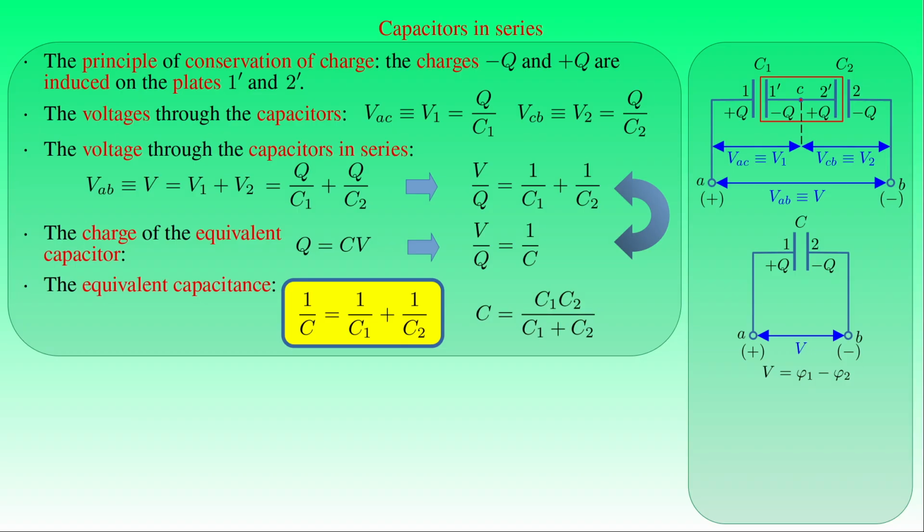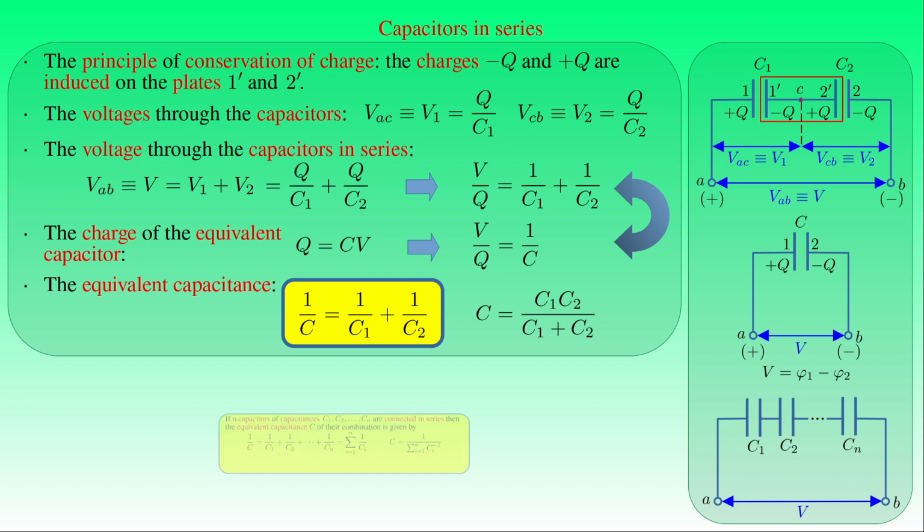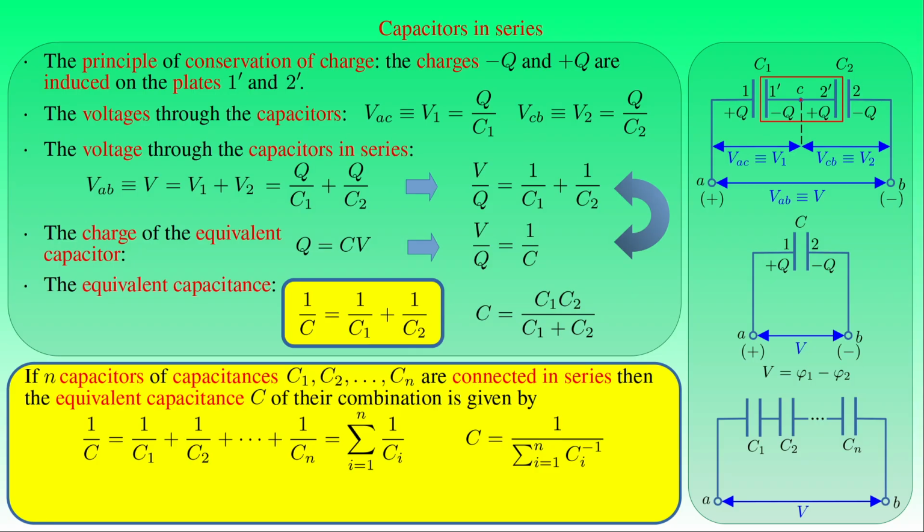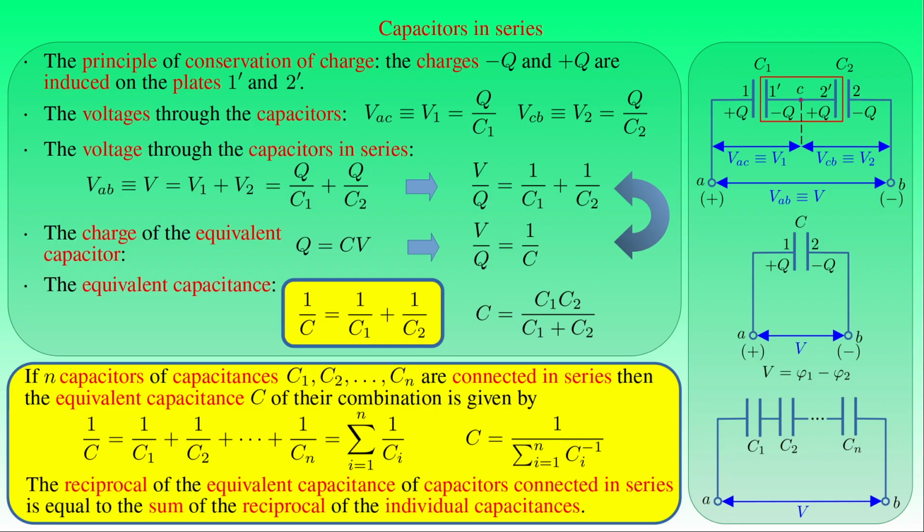We can generalize this result for n capacitors of capacitances C1, C2, ..., Cn connected in series, and write that 1 over the capacitance C of the equivalent capacitor is equal to 1 over C1, plus 1 over C2, plus ... plus 1 over Cn, or the sum of 1 over Ci from i equals 1 to n. Then the capacitance C of the equivalent capacitor is given by 1 over the sum of the reciprocal of Ci from i equals 1 to n. In other words, the reciprocal of the equivalent capacitance of capacitors connected in series is equal to the sum of the reciprocal of the capacitances of the individual capacitors.